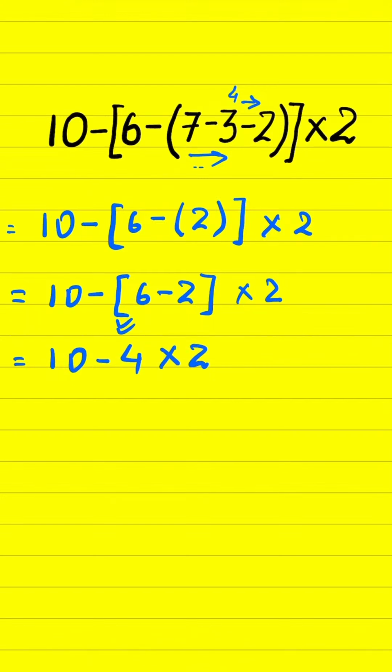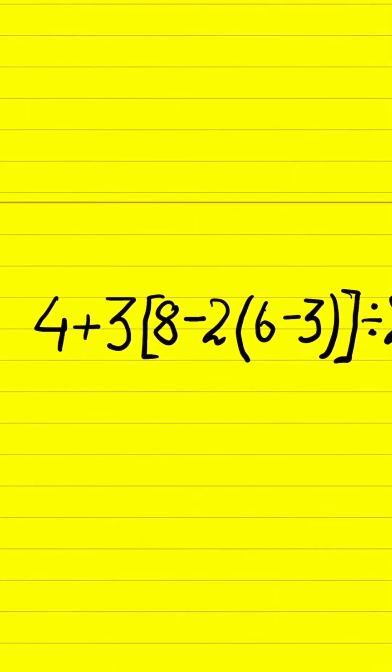Now what will you do here? If you make the mistake of subtracting this part, 10 minus 4 will give you 6 and then multiplying by 2, the answer will be 12. However, that will be wrong because before subtraction you have to do the multiplication. So 4 times 2 is 8. Now 10 minus 8. Answer will be 2. So 2 is the correct answer.